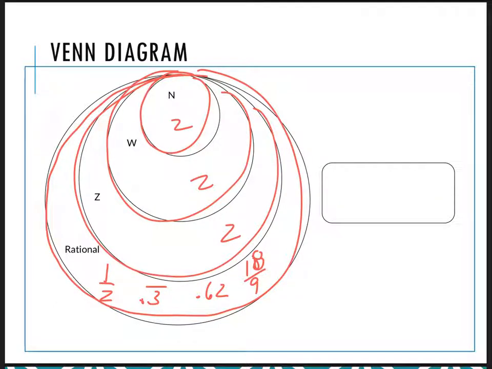Main thing to remember from here, if something's on an inner circle, like if it's natural, that means it's also whole, also integer, also rational. Now something can be like -3. That'd be rational, not irrational. So if I put -3 here, -3 is not also whole and not natural, but it makes it rational. You've got to pay attention to the way that works.